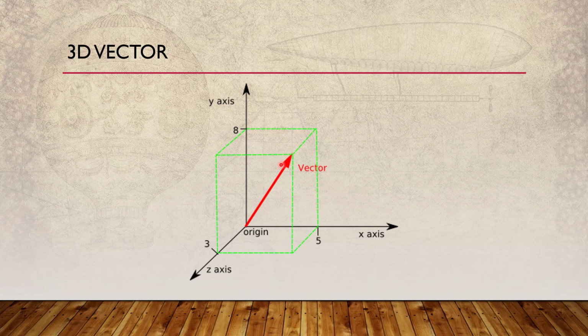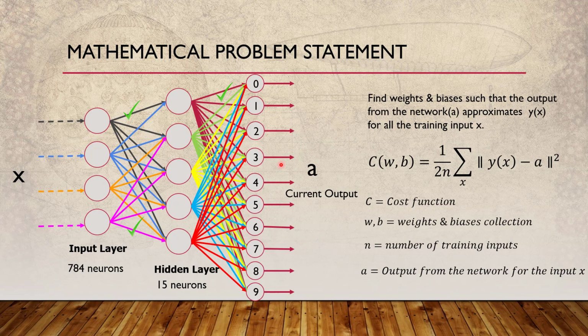Okay, so let's go back to the same slide we started with. We started with this particular cost function. We understood why this y(x) minus a is needed, because for all of the images we want to get the actual output minus the current output. And we know why this double bar is needed: as we are dealing with vectors, we need to take the difference of those two vectors and get that particular length.